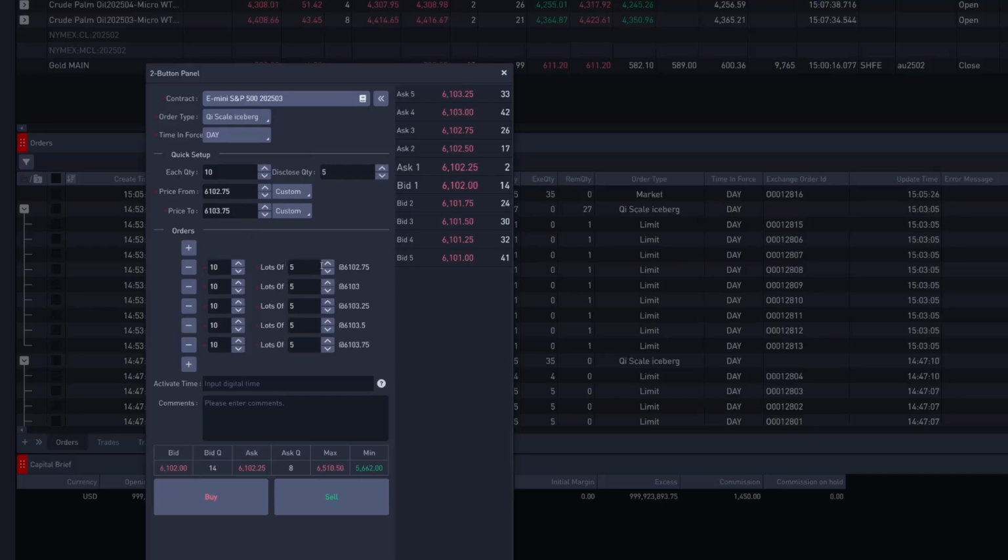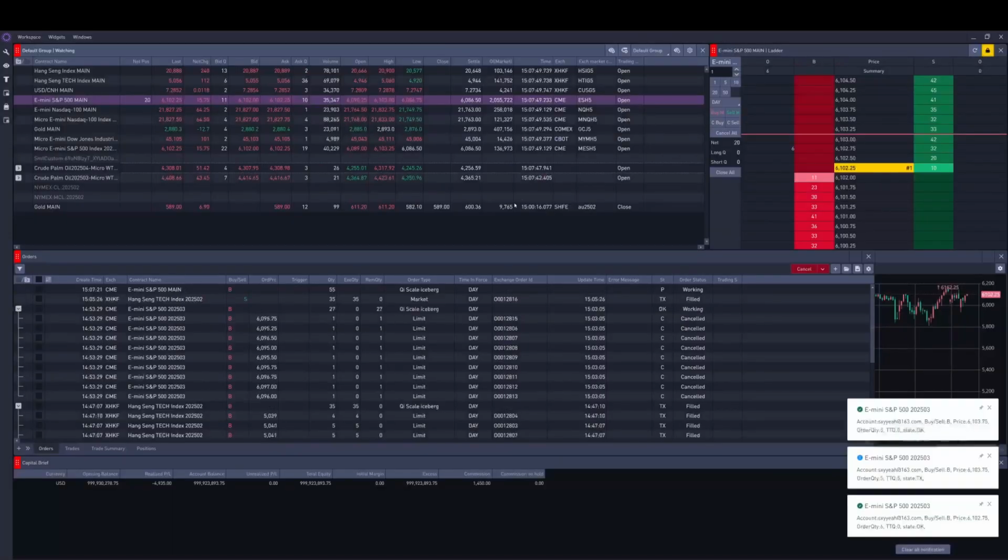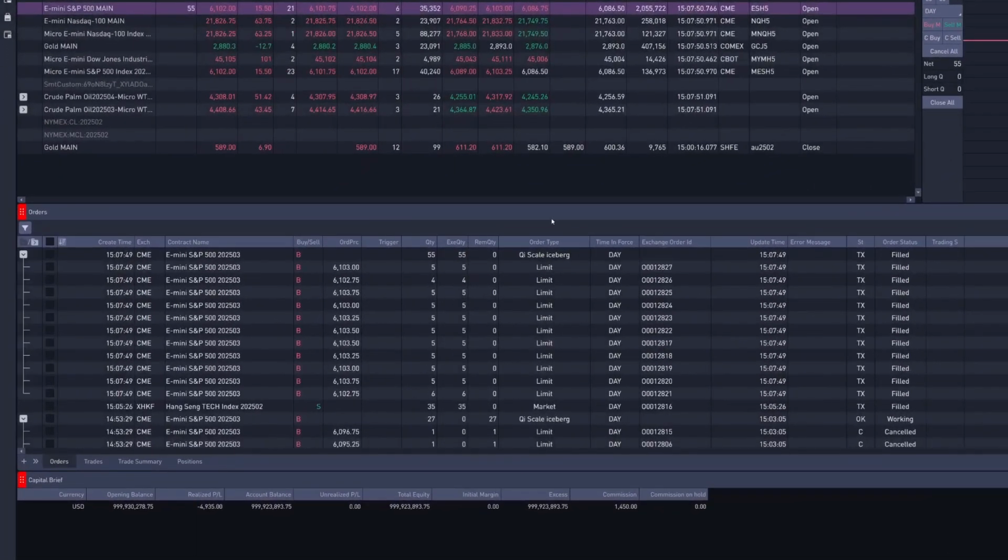In the order information, Chi Scale Iceberg allows you to separately change the total order quantity and the single order quantity for each gradient on this basis, and allows you to add or reduce price gradients. The quantity of price gradients cannot exceed 50. Click on Buy, and the order is successfully placed. In the order list, you can see that the Chi Scale Iceberg order consists of 55 orders. Orders at the same price are split into multiple orders for execution.